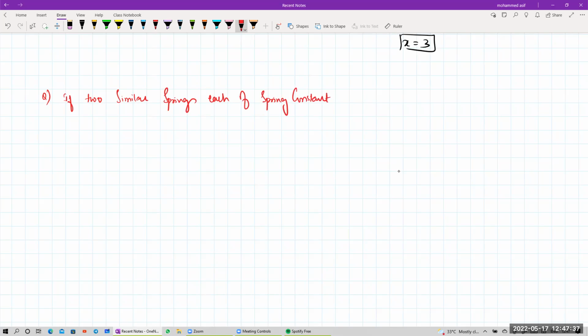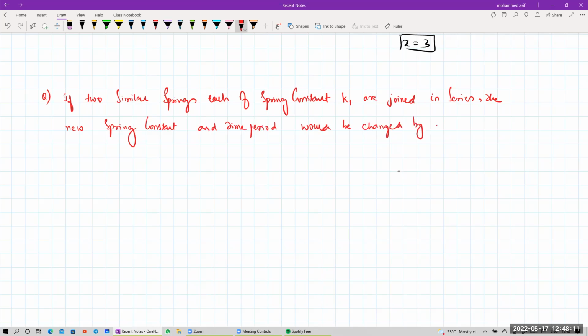See, one more question of JEE Mains. If two similar springs, each of spring constant K1, are joined in series, the new spring constant and time period would be changed by a factor of dash.